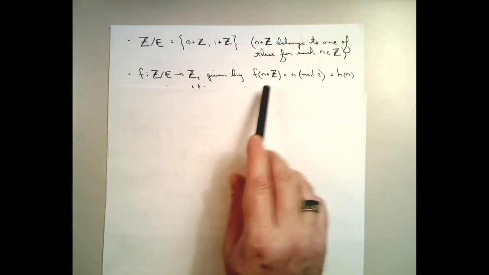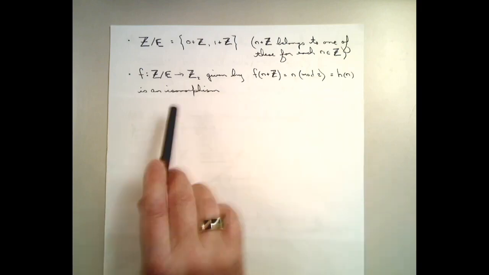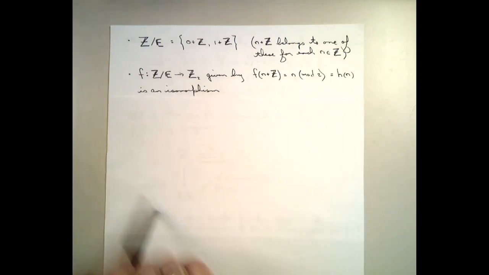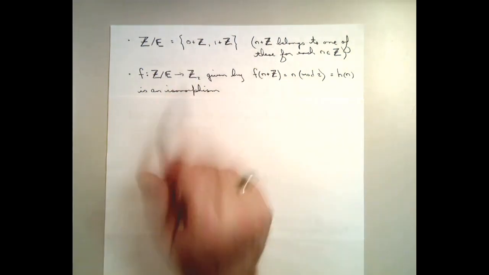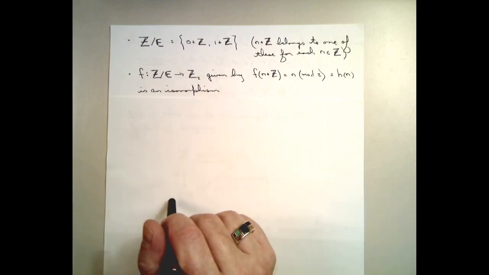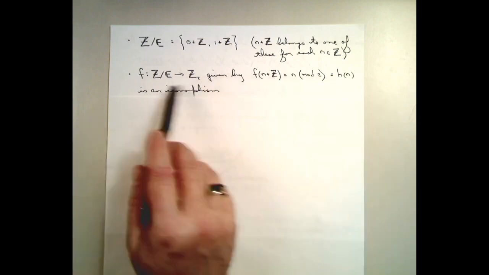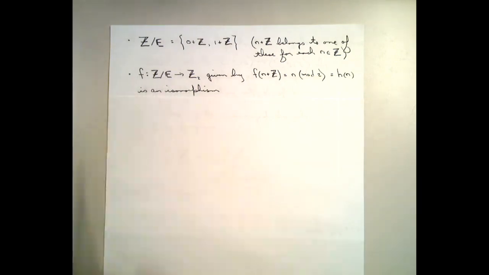So in other words, f of n plus Z is just h of n. If I consider that, that turns out to be an isomorphism. It's going to send 0 plus Z to 0, and it's going to send 1 plus Z to 1. At that point, I've exhausted the members of Z mod E, and it's very easy to show that that function is an isomorphism.